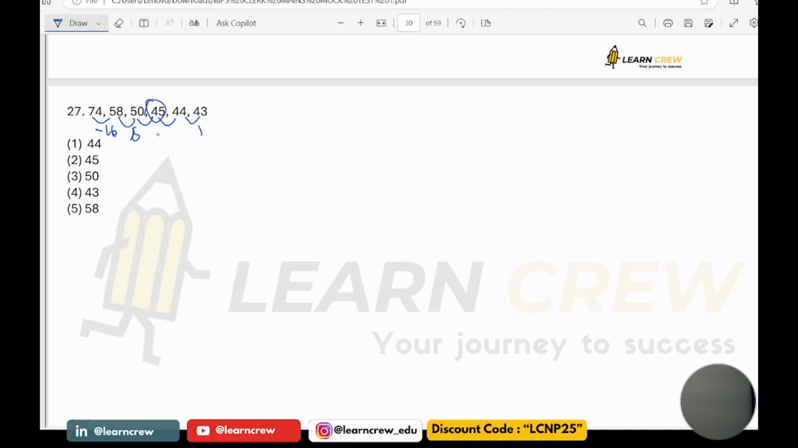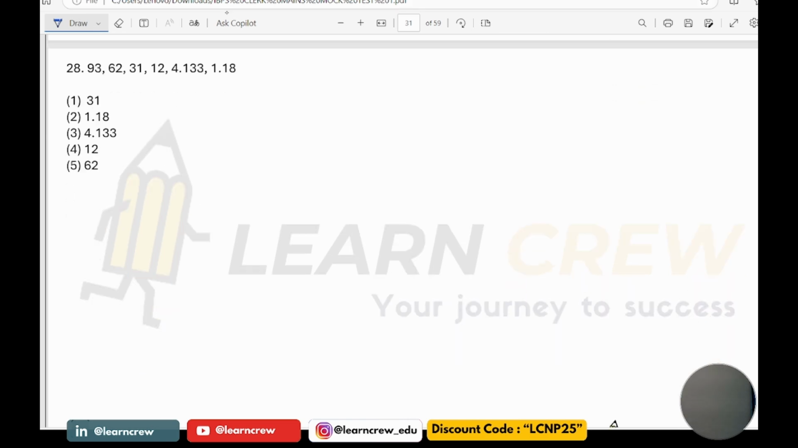50, 46 it has to be. Then difference is 4. Then 46 and 4 difference will be 2. 16, 8, 4, 2, 1. So difference becomes half. So wrong term is 45. Now next, 93, 62, 31.